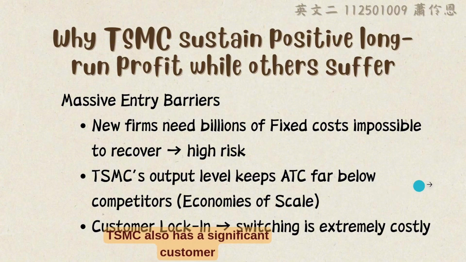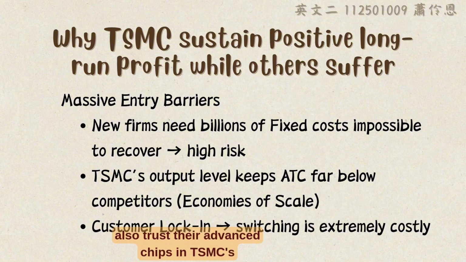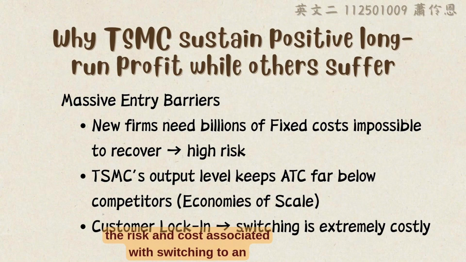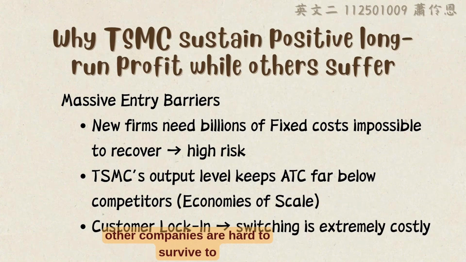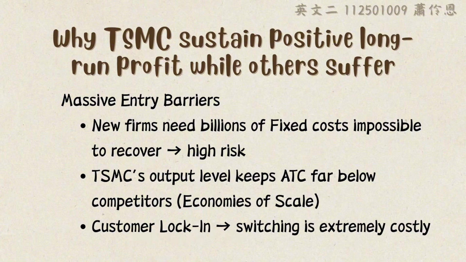Furthermore, TSMC also has a significant customer lock-in and trust, as most clients like Apple and AMD trust their advanced chips to TSMC's design technology customization. Therefore, for those demanding companies, the risk and cost associated with switching to an alternative producer are prohibitive. So, other companies find it hard to survive entering the market and breaking TSMC's monopoly status. That is impossible.